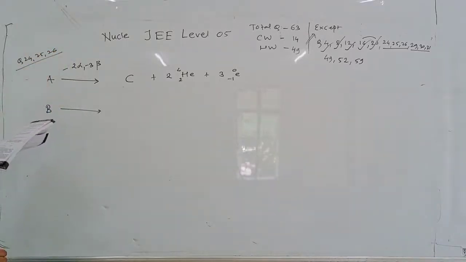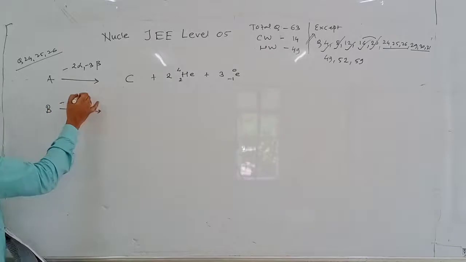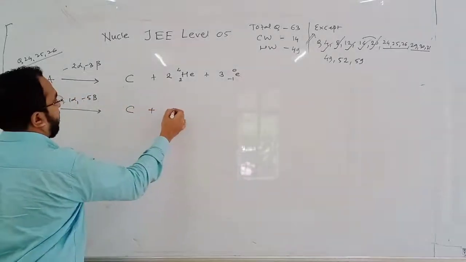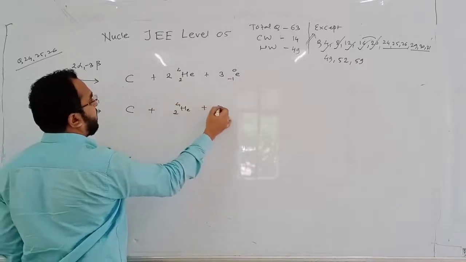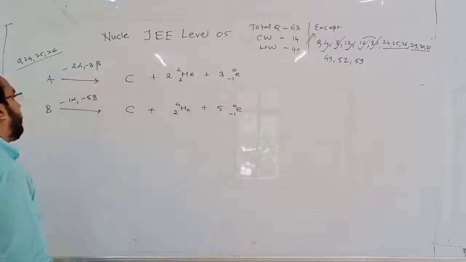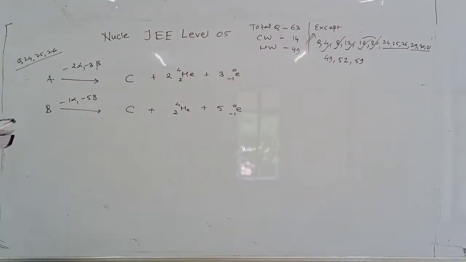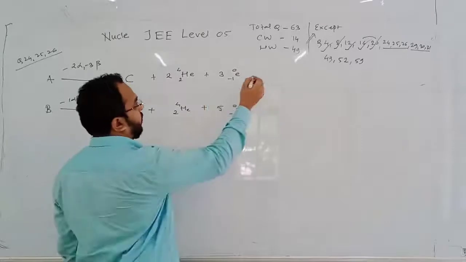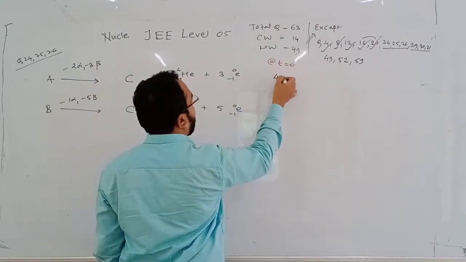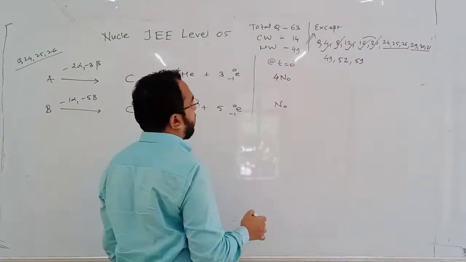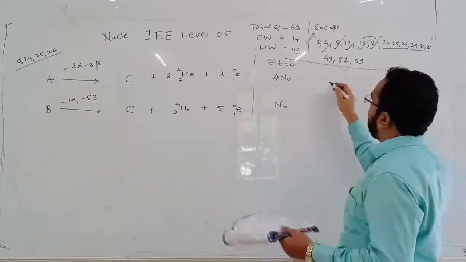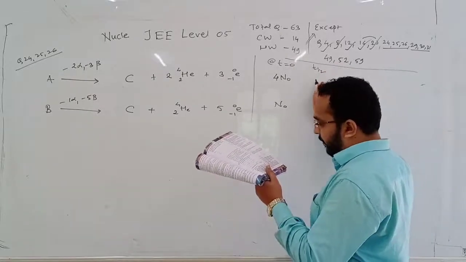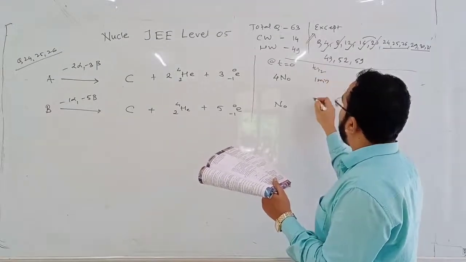It is a passage. B is formed here by emitting 1 alpha particle and 5 beta. So 1 alpha means 1 helium-4 plus 5 beta. Half life of A. Now initially A is 4 n naught. So initially at t is equal to 0, this is 4 n naught, and this one is n naught. A and B. Now the half life of A is 1 minute, and this is 2 minutes.